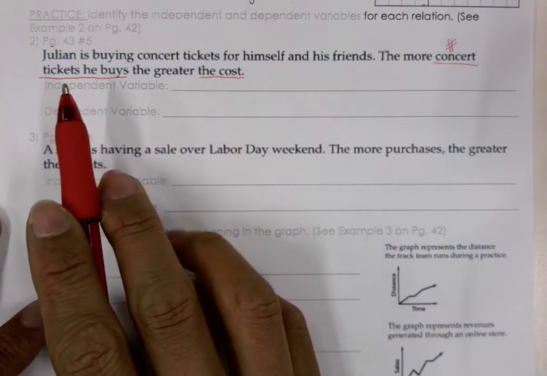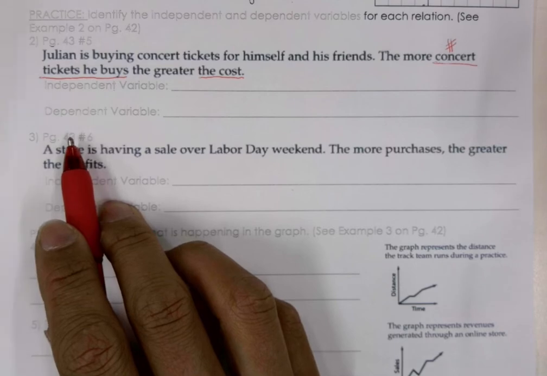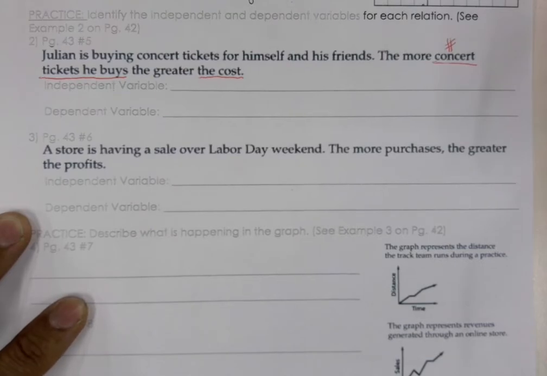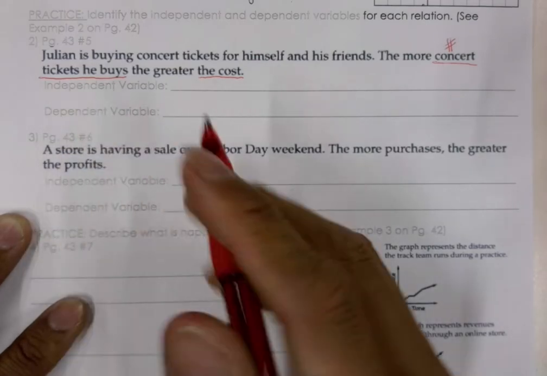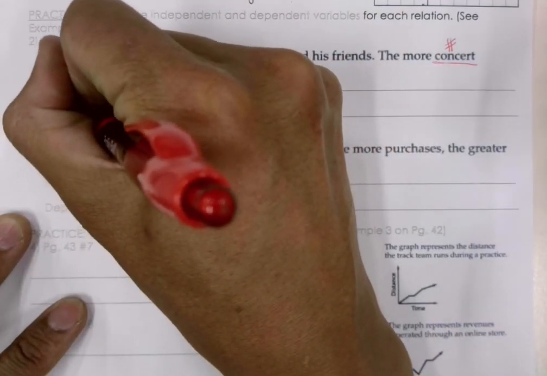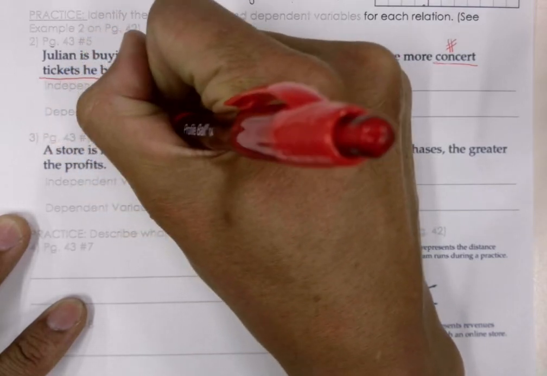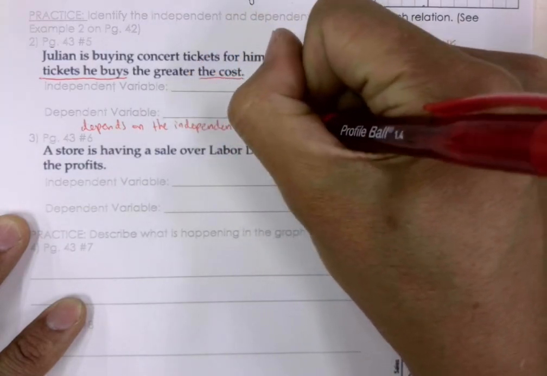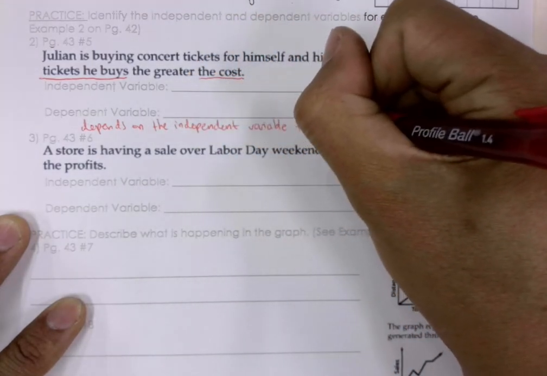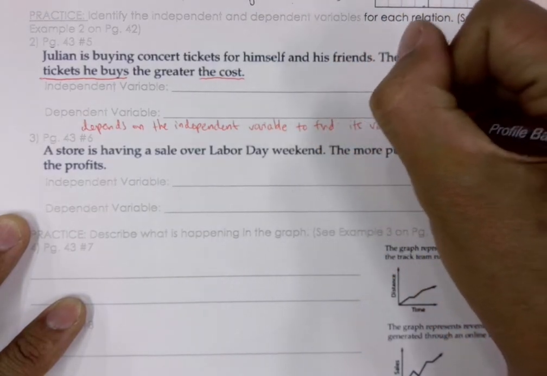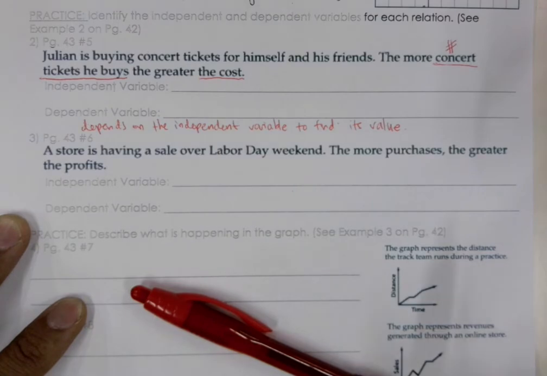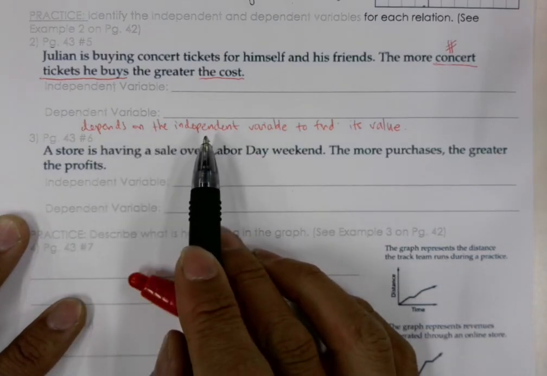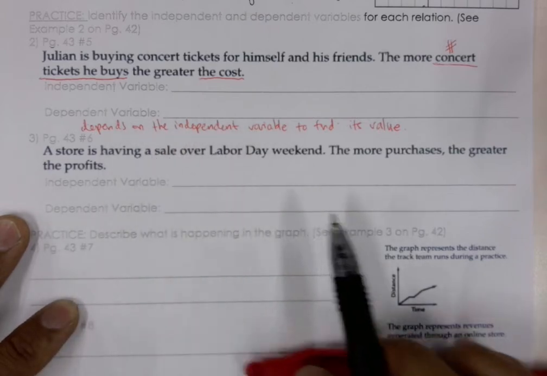Now we need to identify the independent variable and the dependent variable. The dependent variable is named because it depends on the independent variable to calculate its cost. Depends on the independent variable to find its value. So which depends on the other to find its value?